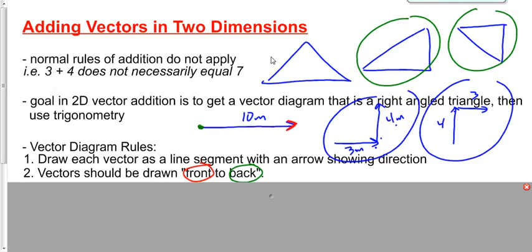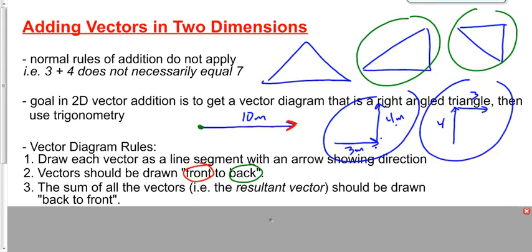So the goal is to get a right angle triangle. We're close. How do we get a right angle triangle? Well, we have to draw vectors. Vectors are line segments that have an arrow on the end of it showing direction. Then with those arrows, with those vectors, we have to put them together. And we put them together in a particular way, not just any random way. We've got to put them together front to back. So the front of one vector matches up with the back of the next vector.